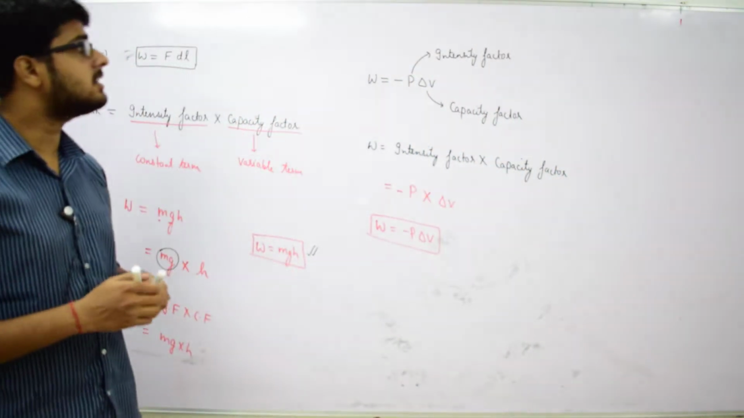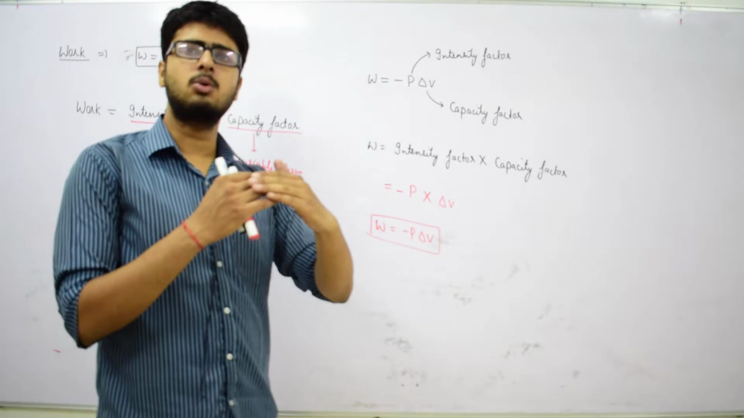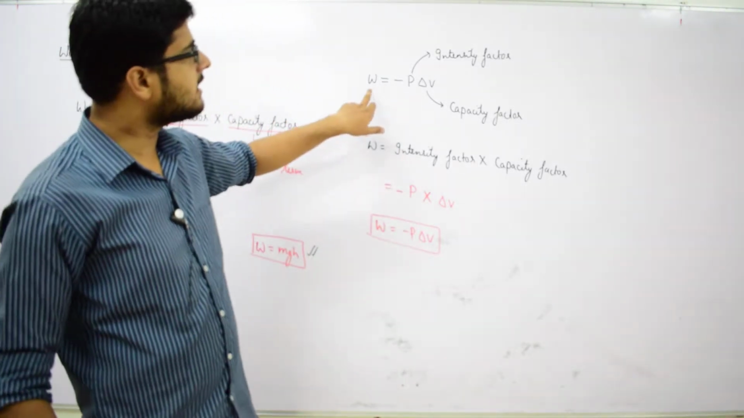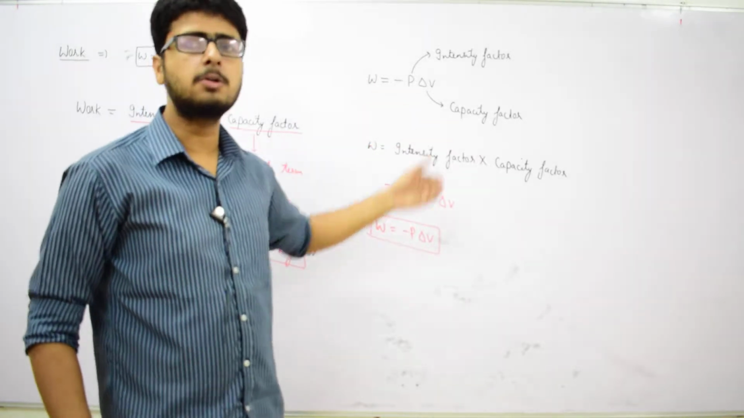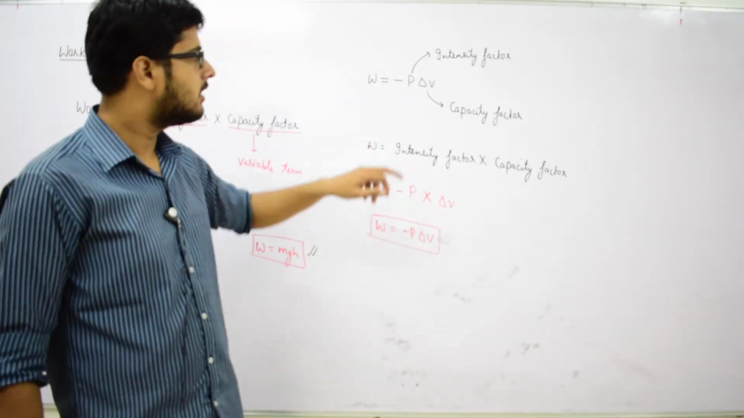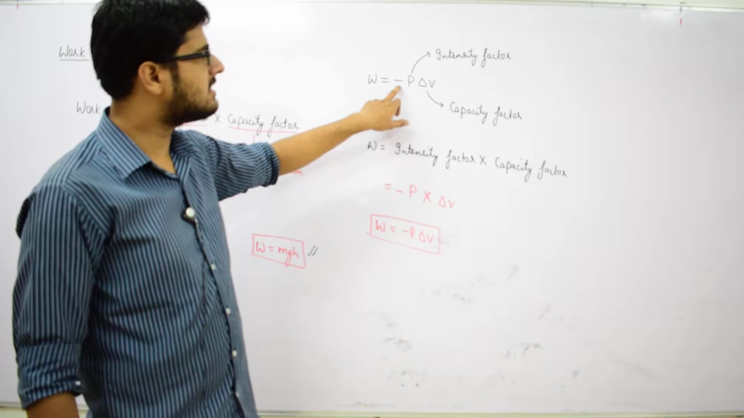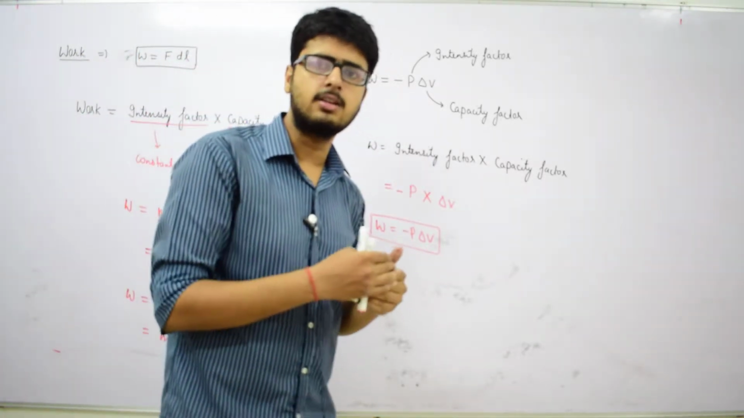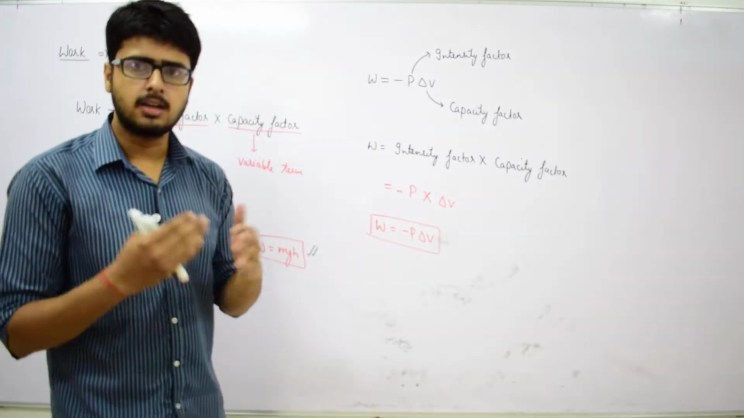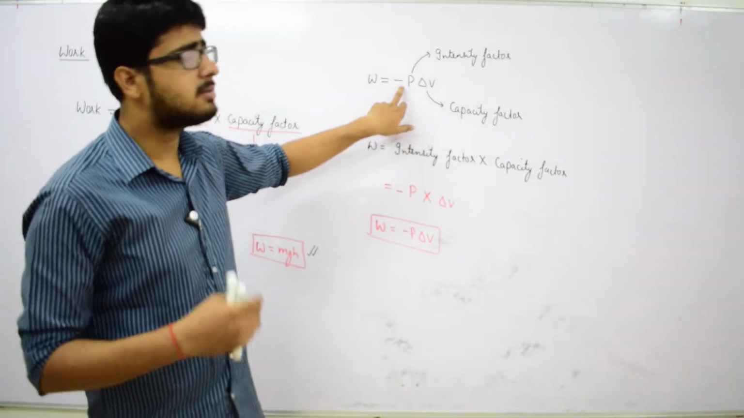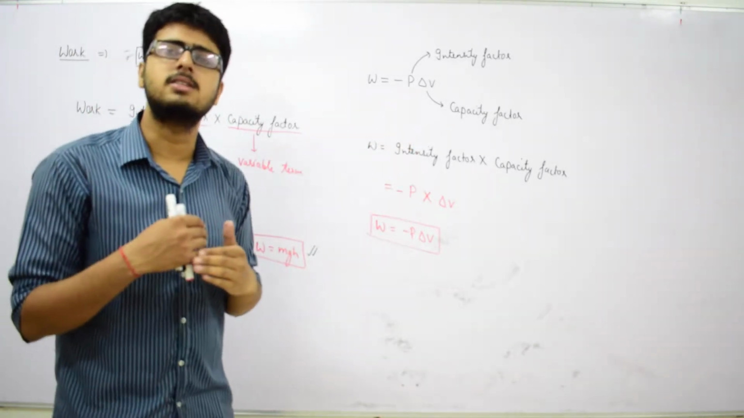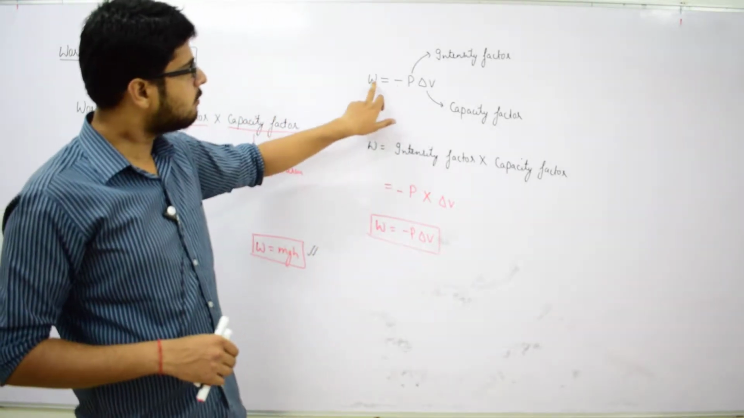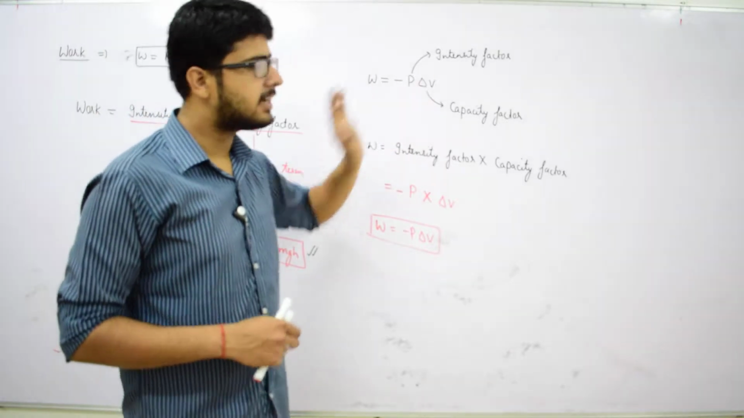And when we are discussing the work done by a gas while expansion, when the pressure is released, in that case also work done is equal to minus P delta V. It is because the minus sign represents that work is done by the system, and as per convention, whenever work is done by the system, it is always represented by a minus sign, negative work done. Now, work done is equal to minus P delta V.